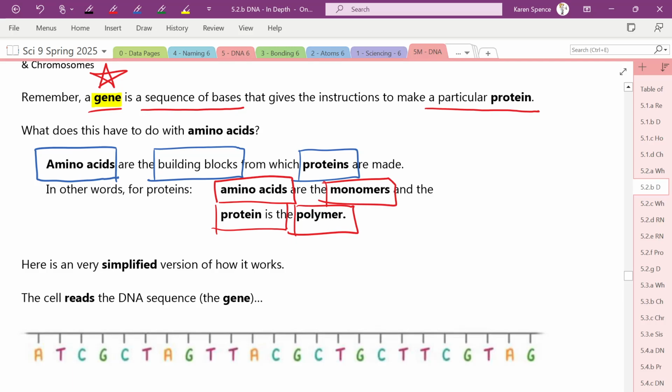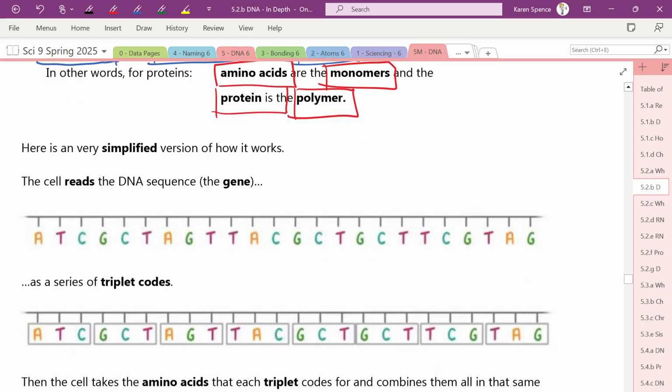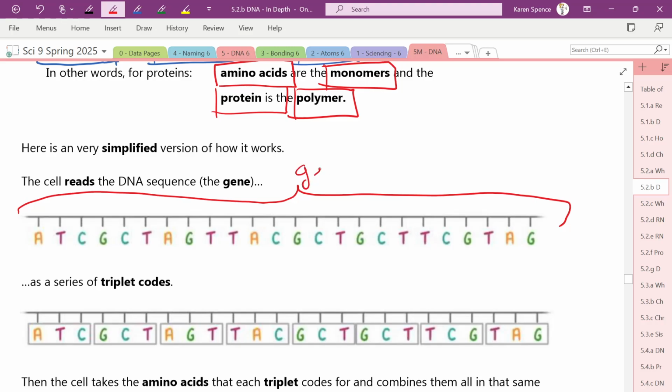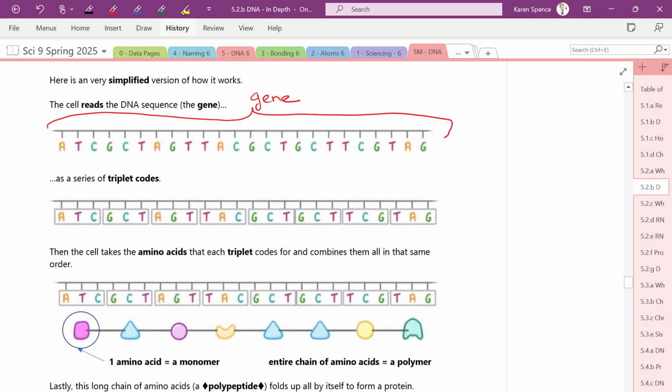Here's a very simplified version of how this works. The cell reads the DNA sequence. Of course, it really reads the RNA, but it reads it as a series of triplet codes. So this whole thing would be the gene. And each triplet code gives you one amino acid. So this triplet code gives you this amino acid. The next triplet code gives you a different amino acid. And then it carries on all the way across with each different triplet code giving you a different amino acid.